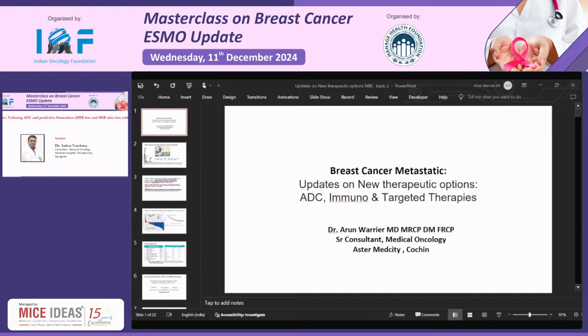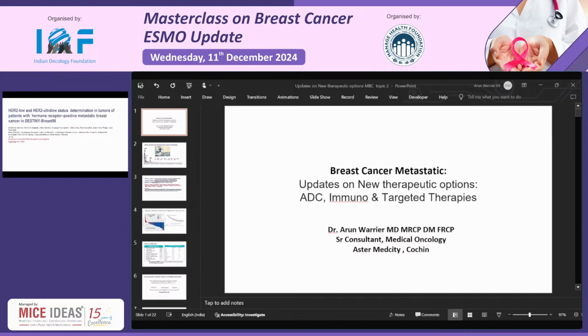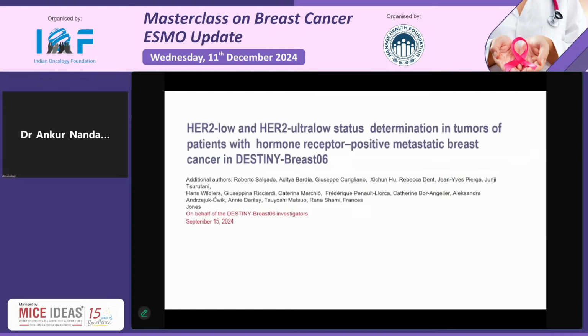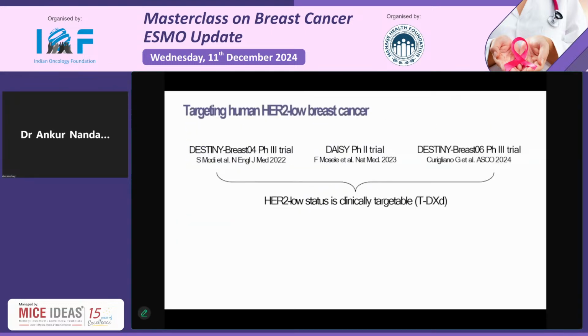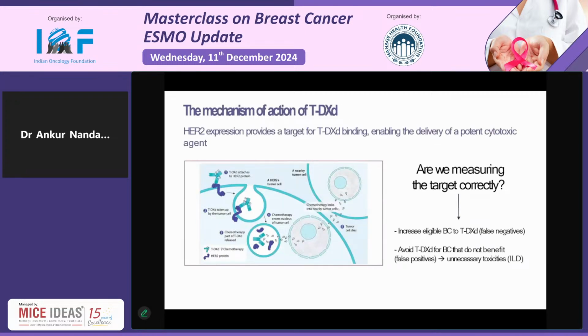Okay, sir. So moving ahead, definitely there has been a long discussion over the presence of HER2 low and HER2 ultra low status. And we all know from multiple trials that HER2 low status is clinically targetable, and we have an actionable drug which is currently present in India, which is Enhertu. Now the question is which group of patients can benefit the maximum.